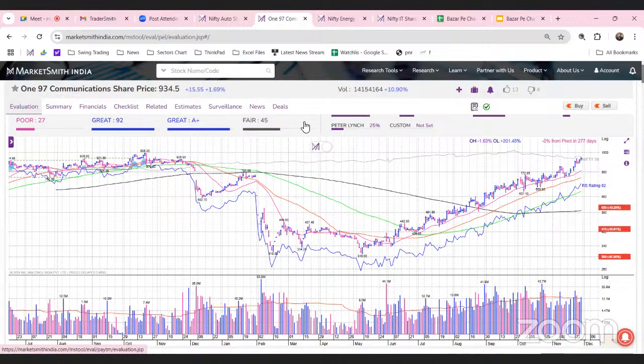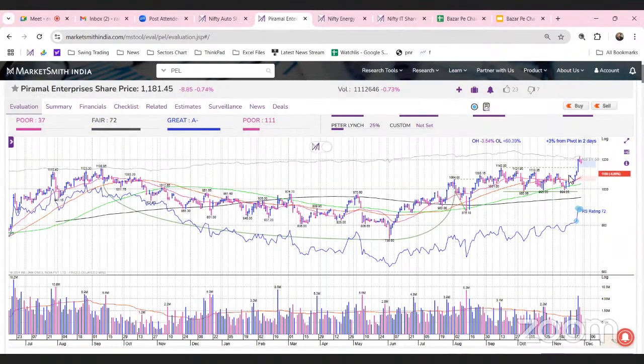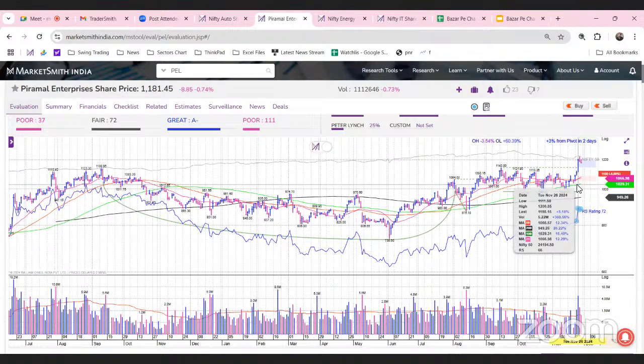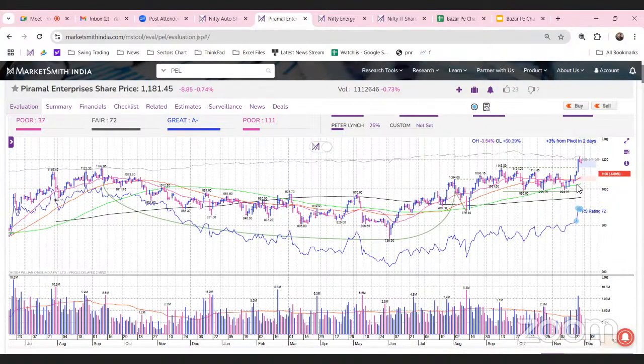Positive trend again in PEL. Last week only, it has given a positive breakout after almost, I can say, almost 8 weeks of consolidation, breaking out above the 1125 kind of zone. And the way the stock is moving, possibilities are quite high that it is ready to move toward the 1300 kind of zone in the next couple of weeks.